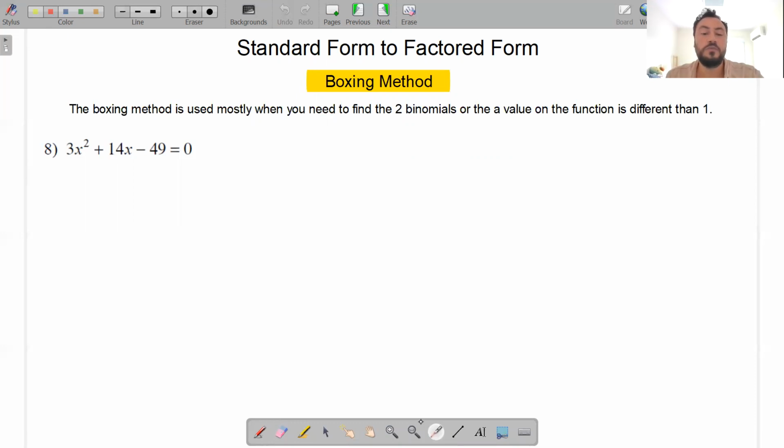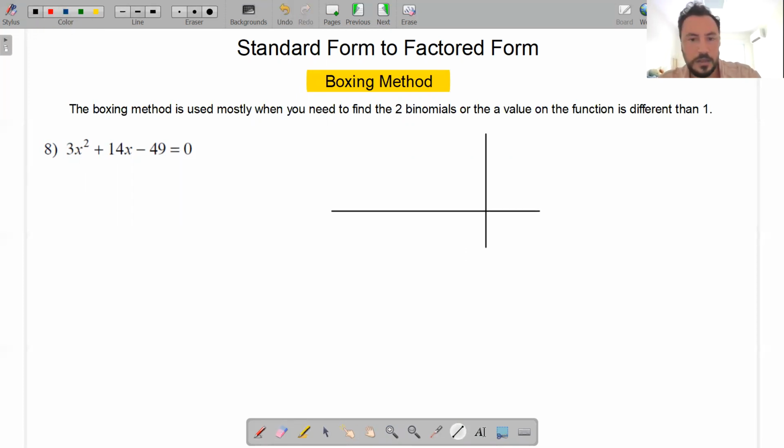It's the method we will use every time we want to find the binomial, and when we deal with a value of a greater than 1. Not that the quadratic formula is not good for that case, but the quadratic formula gives you the x-intercepts right away. But if you want the binomial and there is a value of a, using the boxing method will give you right away the answer that you need. So what's the boxing method?